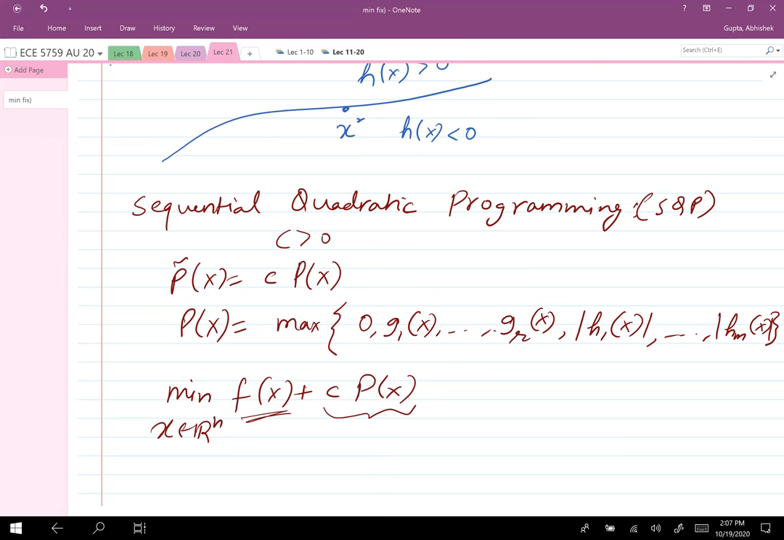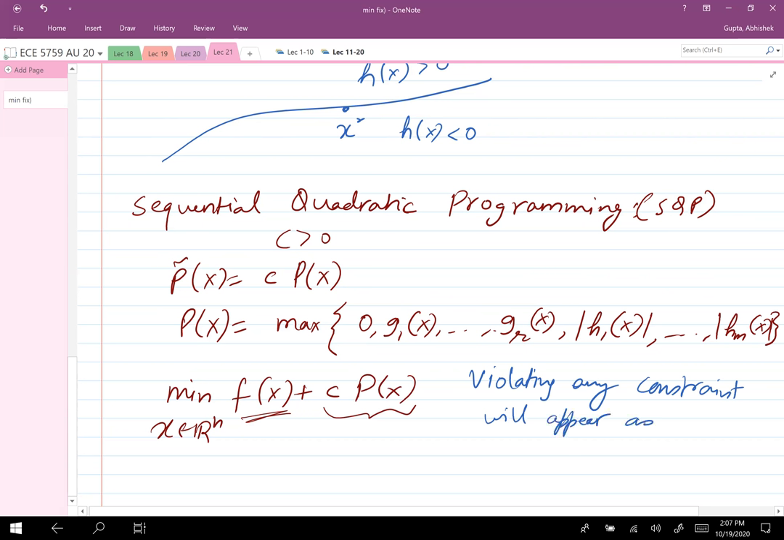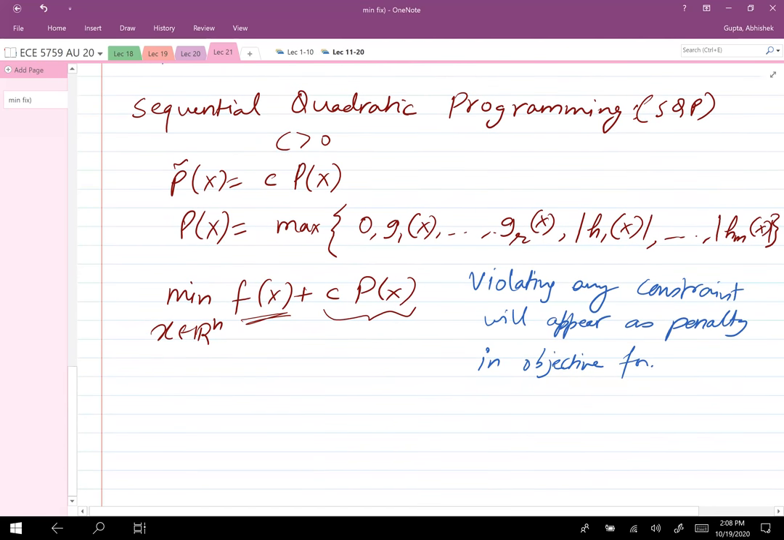I hope it is clear by a mere inspection, violation of constraint will make this penalty positive. So violating any constraint will appear as penalty in the objective function. Okay, that's the idea in sequential quadratic programming.